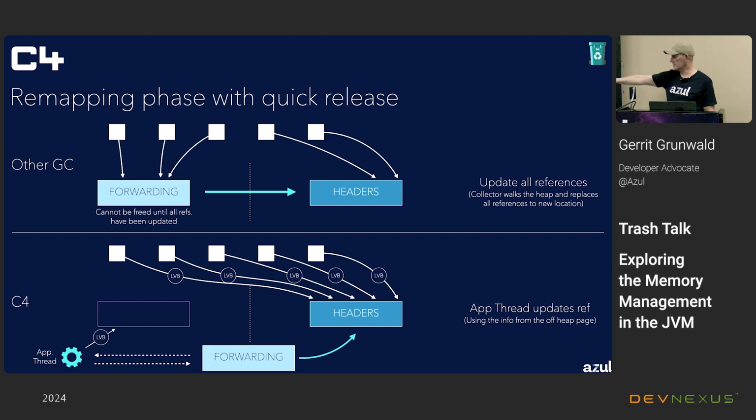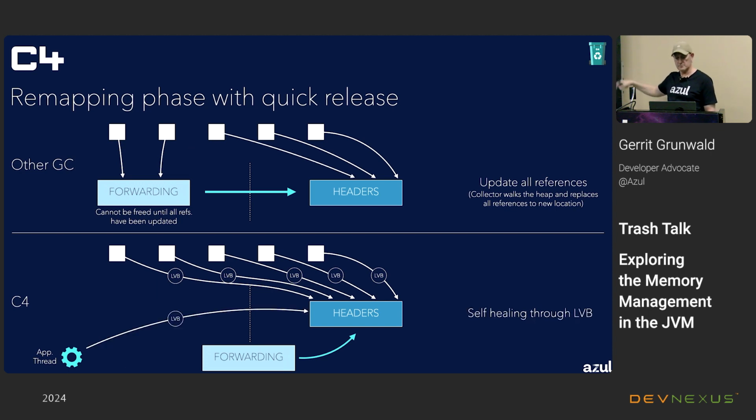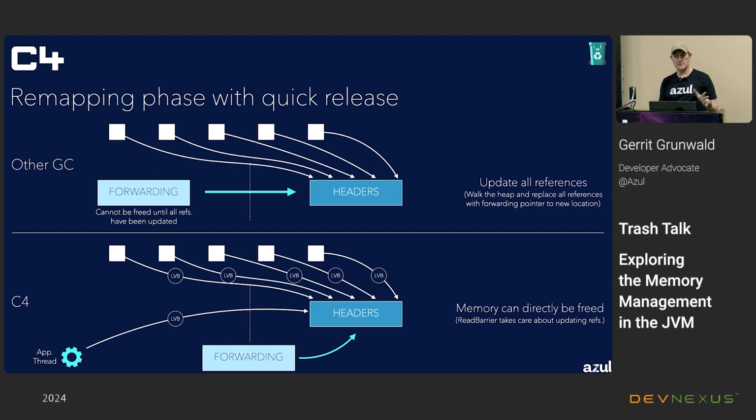So we don't have that. It's in the off-heap page. That means as soon as all the references are updated, we just remove the object, no problem. On the top one, we have to first update all the references before we can remove it, because otherwise there are still references pointing to the old one. In the lower version, we don't have to. We can quickly release memory and reuse it. And that's all part of the low pauses and very fast execution cycle that we have.